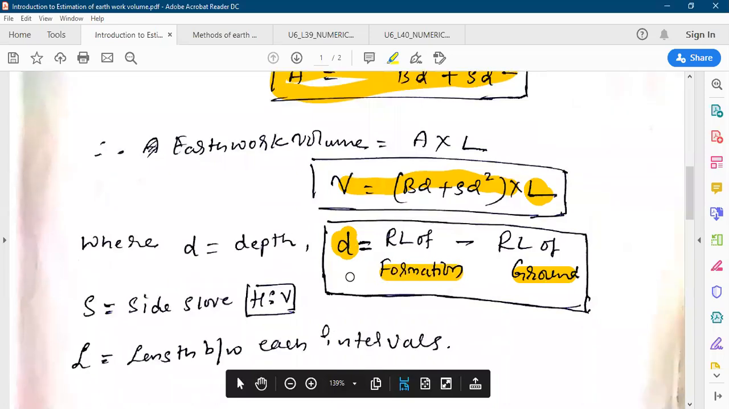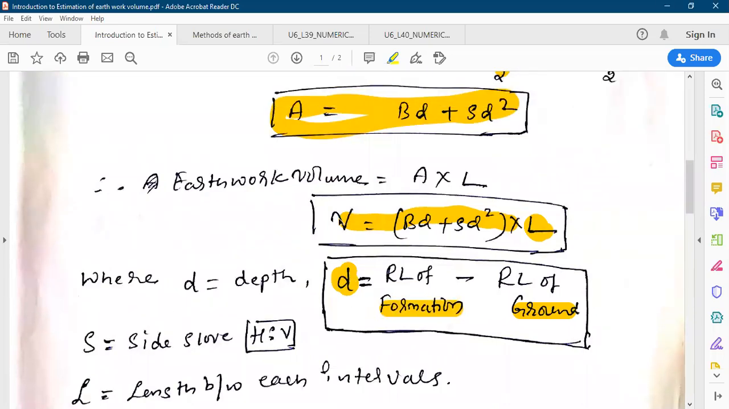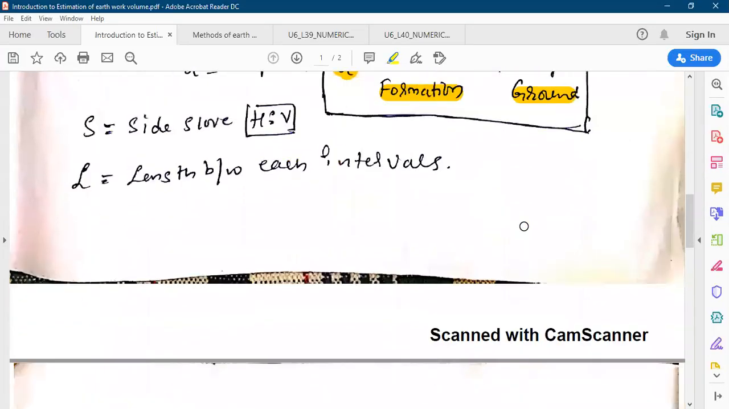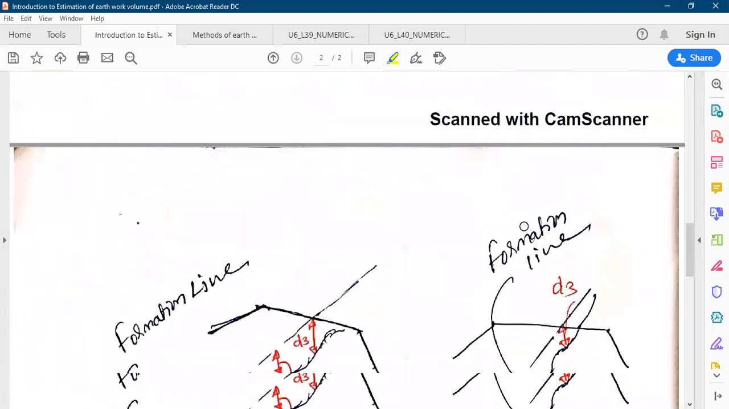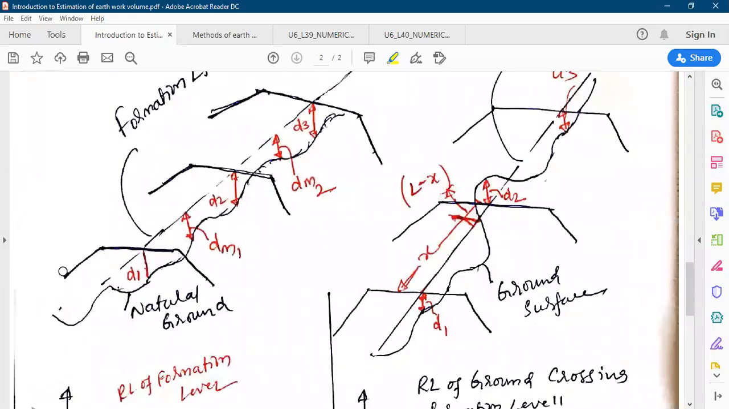So using this D, you can calculate the value, right? The formula is (BD plus SD square) multiplied by L, right? So either in the cutting or in the banking, this formula will be applicable for both cutting as well as banking, right? This is the formula which we have seen in the last class, right? So this is the approximate imagination we can make, right?